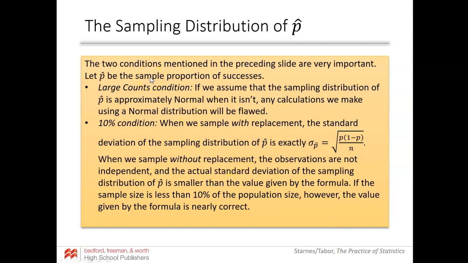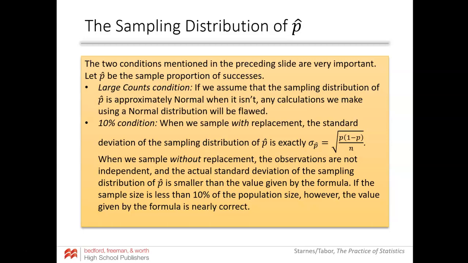All right. So the two conditions mentioned in the preceding slide are very important, and this is going to come up a lot in the AP exams. So the large counts condition says if we assume that the sampling distribution of p hat is approximately normal, when it isn't, that means that any calculations we make using the normal distribution are actually flawed and we've done the wrong kind of math. So the 10% condition says when we sample with replacement, the standard deviation of the sampling distribution of p hat is exactly that.